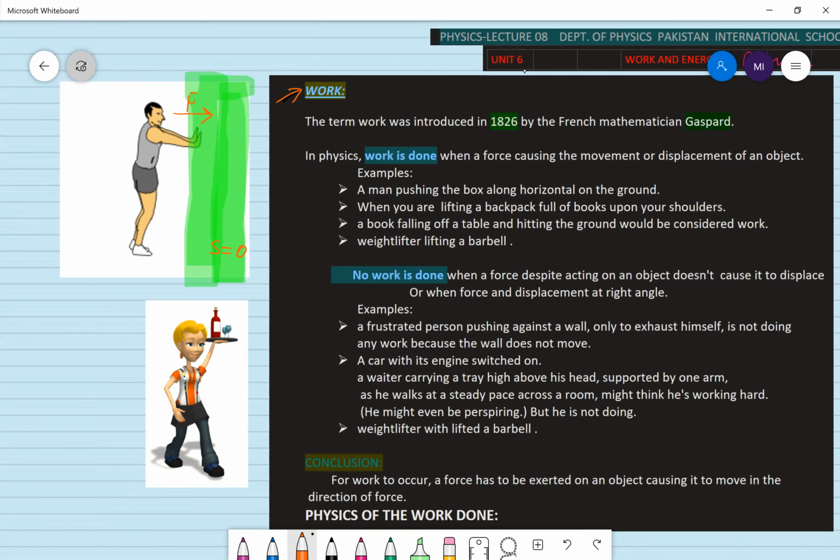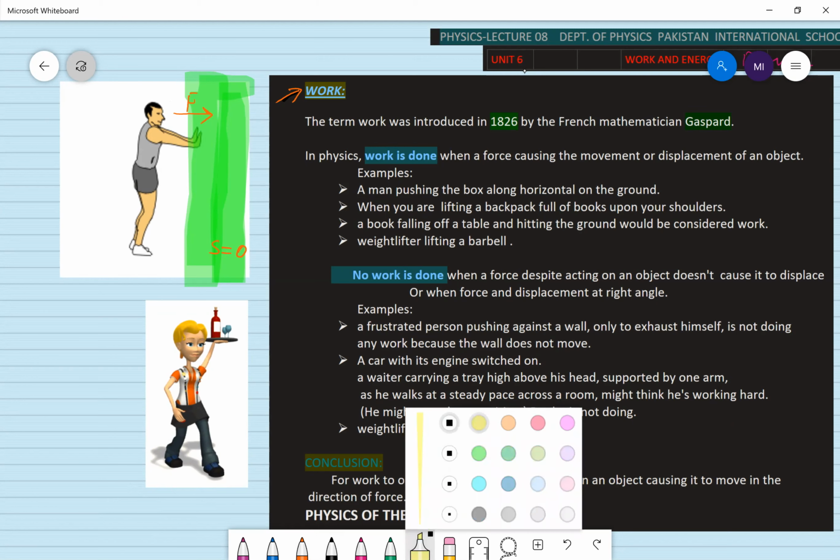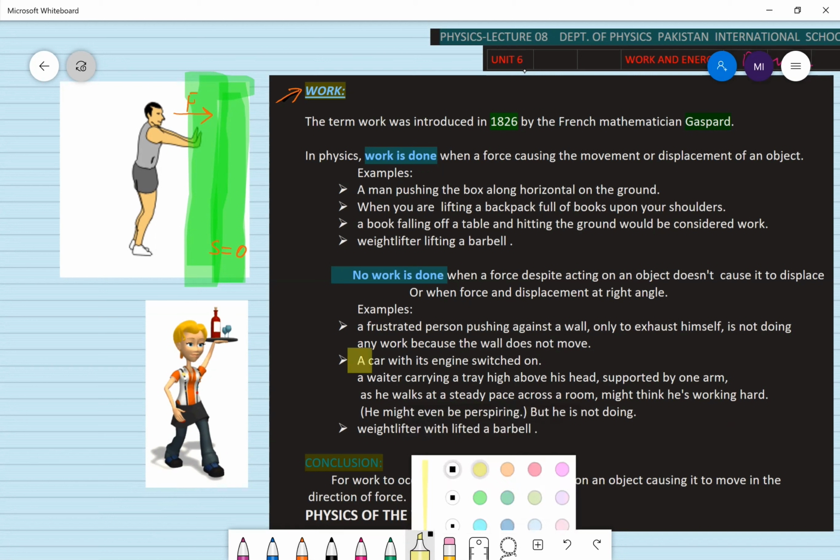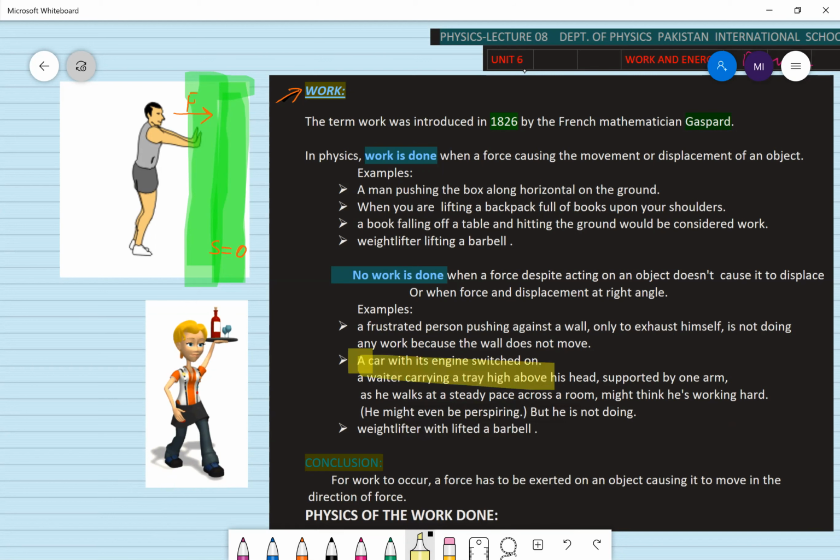The next, a very interesting example is a waiter. You just look here. You see, look at this example. This is a very interesting example, and later on I'll be showing you this mathematically also.